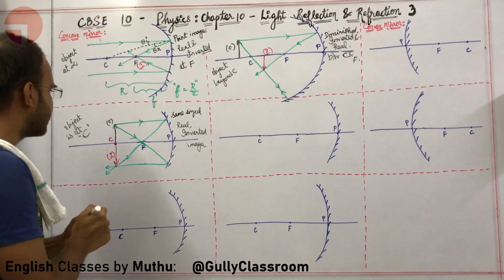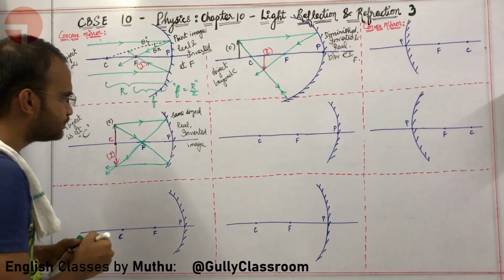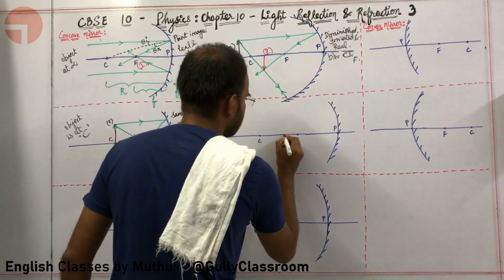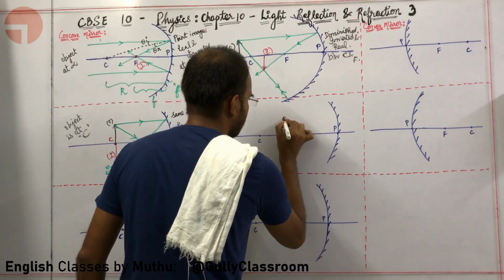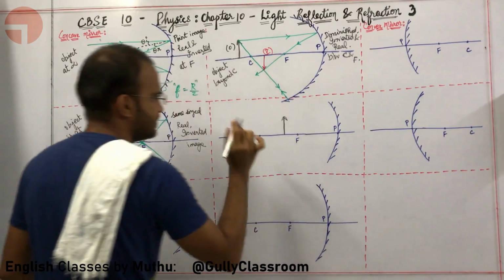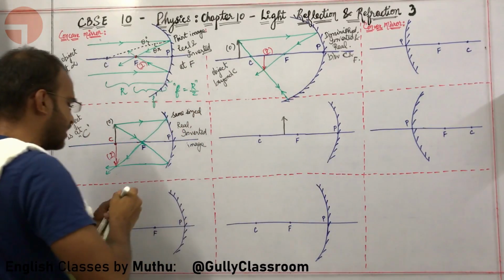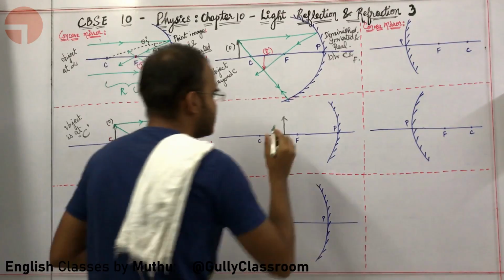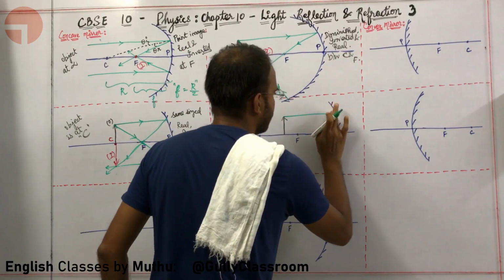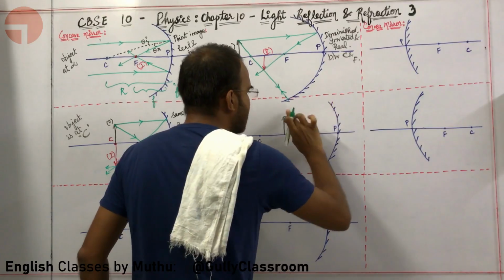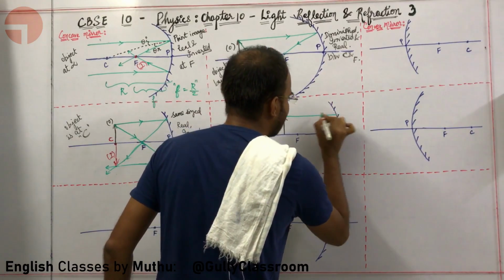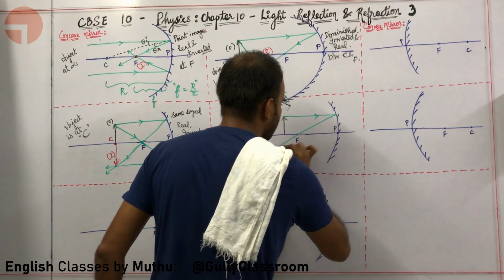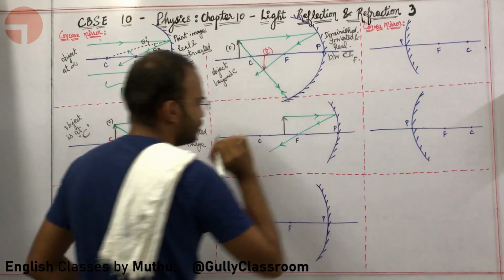Okay, sir. What next? I am going to put an object which is in between C and F. That is fine. Let us put a couple of light rays from it. Obviously, as usual, the first light ray is going to be parallel to the principal axis, and it is going to pass through F.